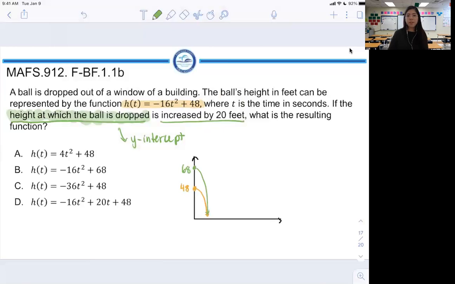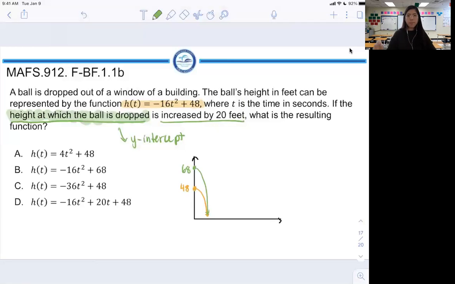Miss, I am so dumb. I thought that from 48 they were gonna like drop it to 68. That doesn't make sense. I thought they threw it up and then it was gonna go down. No, it's just that the height is higher. So instead of throwing it off the second floor, he decided to throw it off the 5th floor or something.